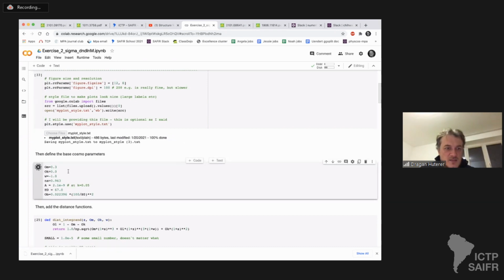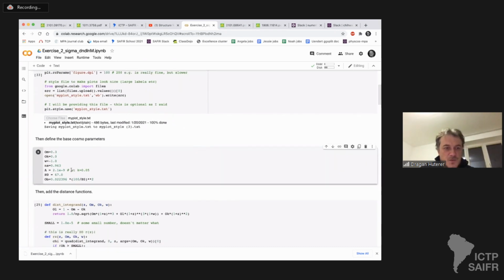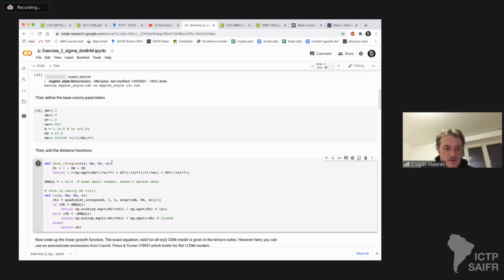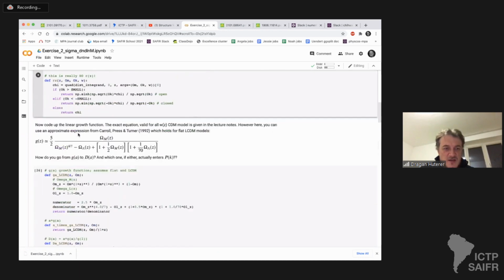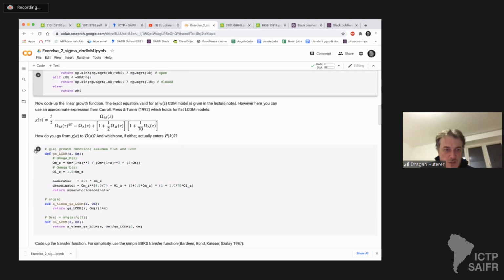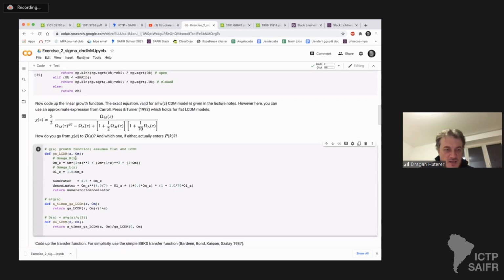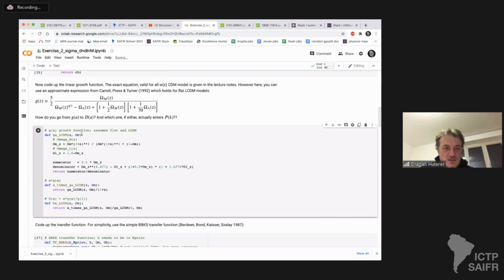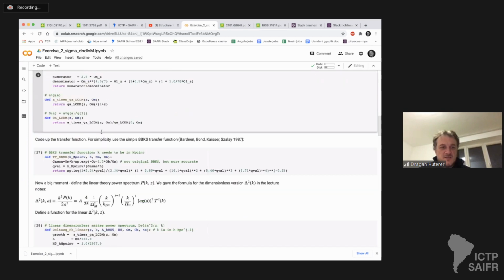Then I run this, it's just the cosmological parameters that I defined yesterday. These are the distance functions I defined yesterday. And then the growth function, I'm just going to run it. We had the growth function yesterday. This is little g, a little g, and then dA. So this is the Carroll, Preston, Turner growth function, just for simplicity.